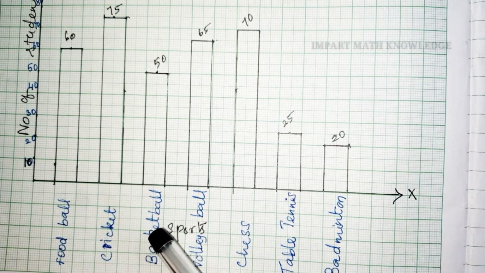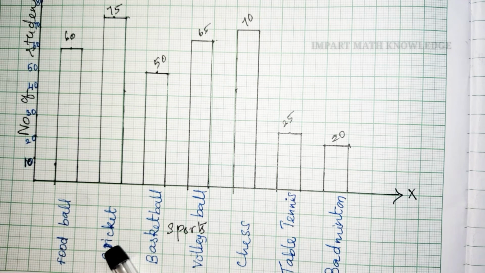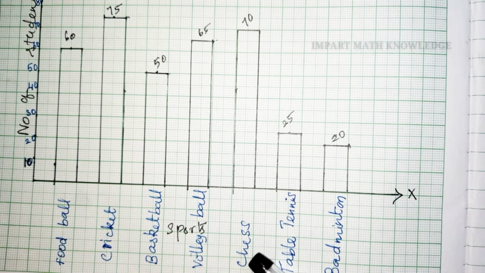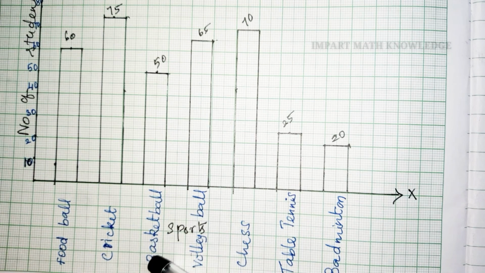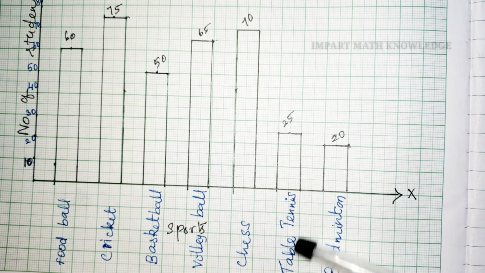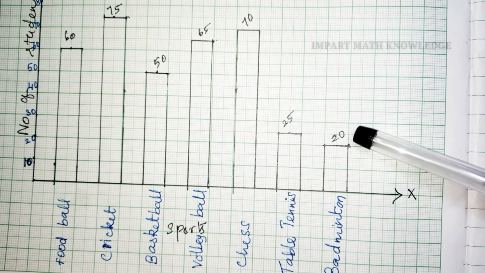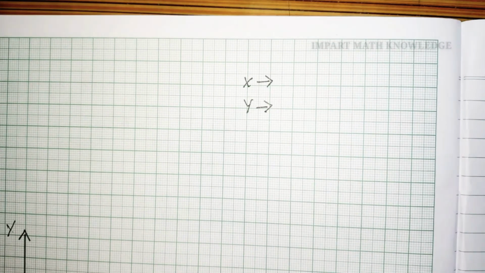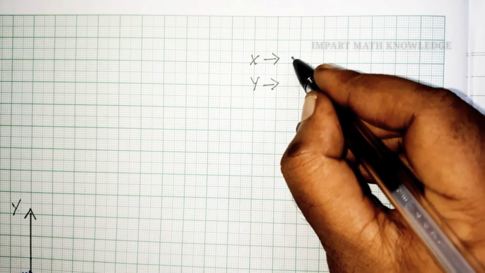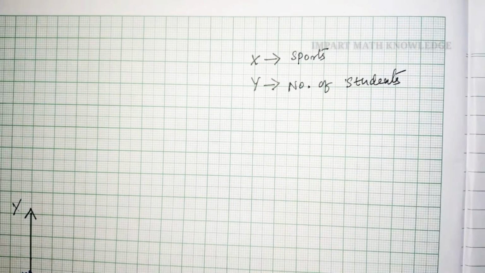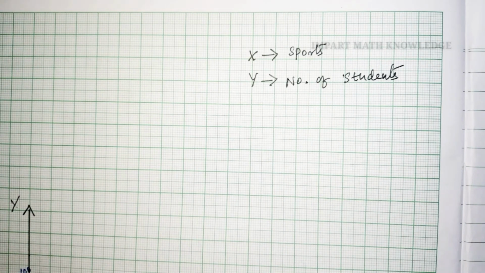From this diagram, we can say that 75 students are very much interested in playing cricket, 70 students are interested in chess, 65 students are interested in volleyball, 60 students are interested in football, 50 students are interested in basketball, 25 students are interested in table tennis, and badminton is the favorite for 20 students. You have to mention what X represents and what Y represents. Here X is sports, Y is the number of students interested in the particular game.